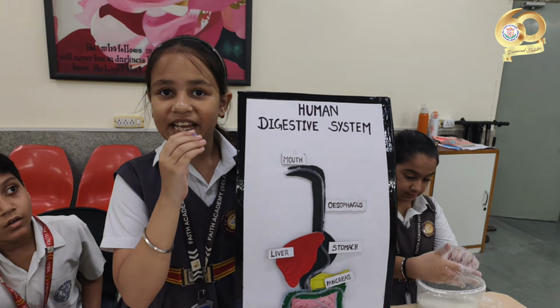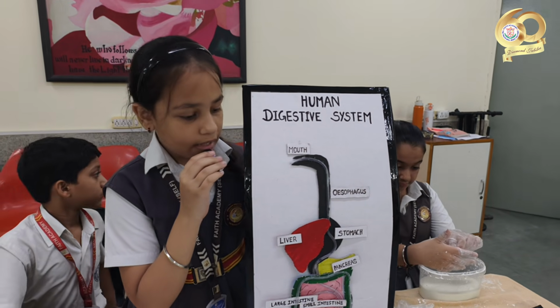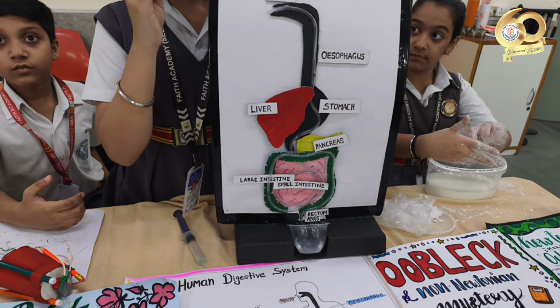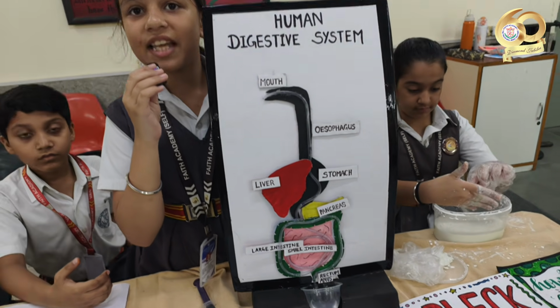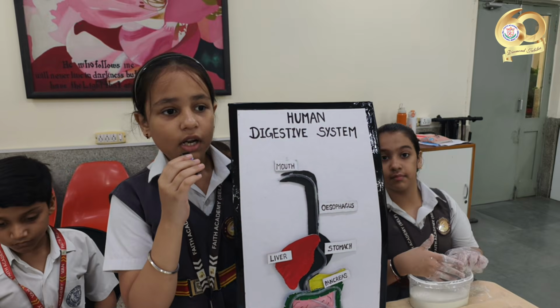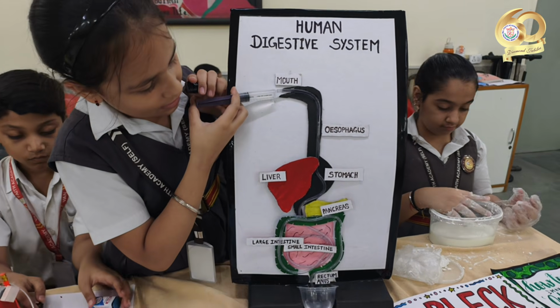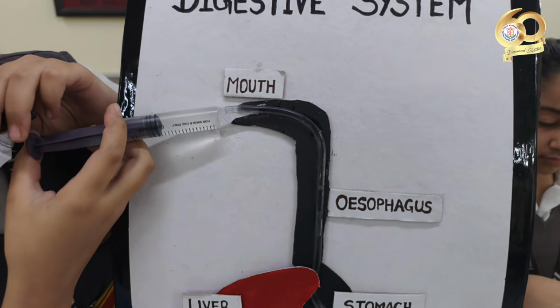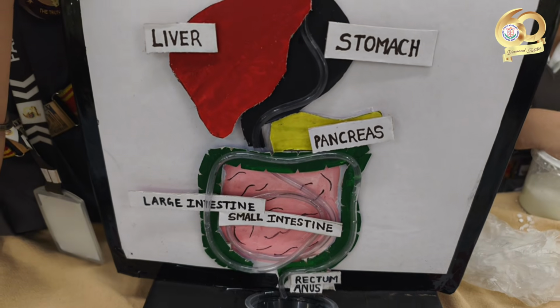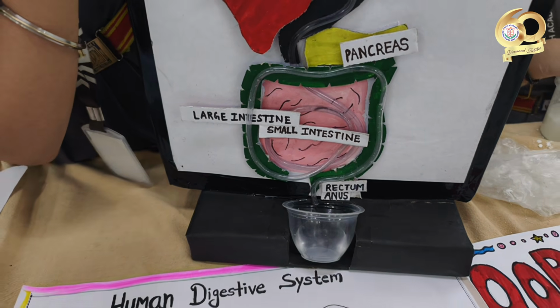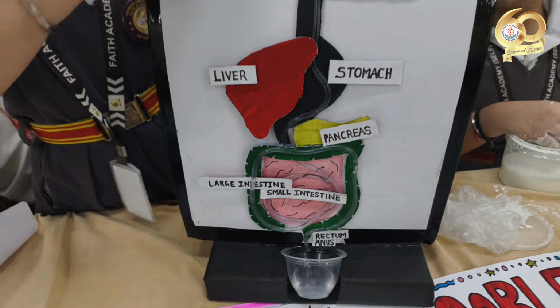This is the human digestive system model. The digestive system breaks food into nutrients that give us energy and help us to grow. So here it goes into the mouth, then esophagus, then stomach, then the liver, pancreas, then small intestine, large intestine, rectum, and comes out through the anus.